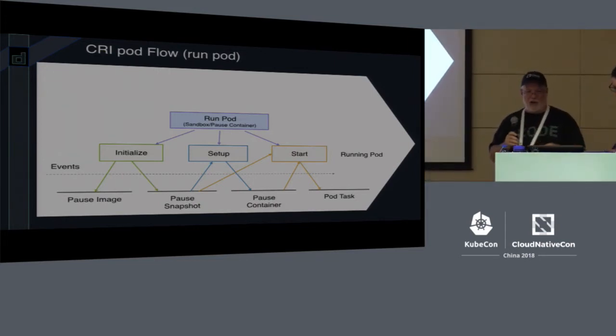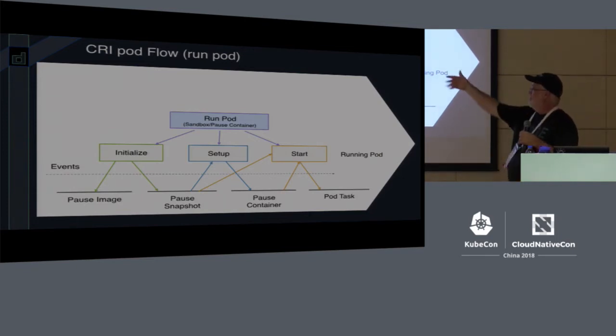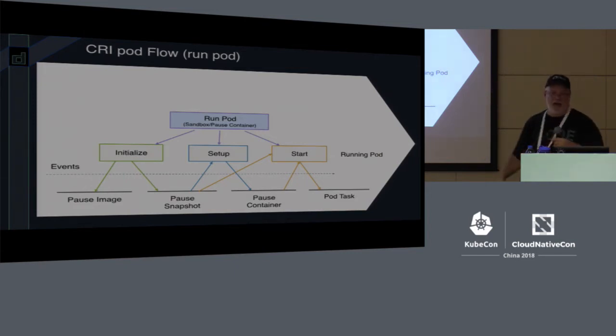So this is a quick flow. We're just going to create a pod. You'll notice it's very similar to creating a container, because creating the pod in our implementation actually includes creating a container called the pause container. We pull that image down. It's really small. We run it. We get it going, and we attach a network namespace to it.